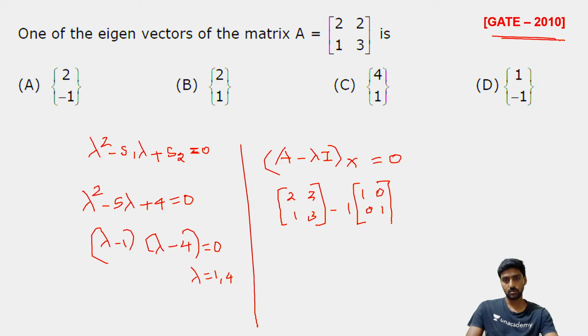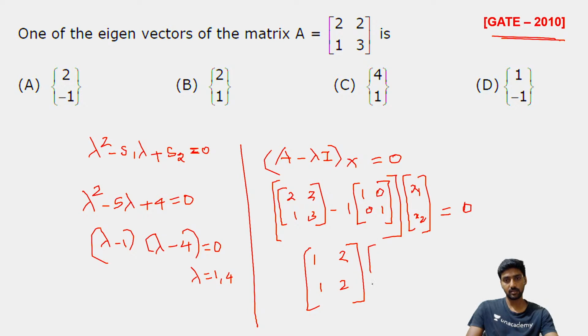1, 0, 0, 1 into the values x1, x2, it's equal to 0. Now multiply the values inside. While multiplying, 1, 2 minus 1, 1, 2, right? First one, 1, 2 and 1, 2. Now we are getting two equations, identical equations, right? And if the two equations are identical, what about them?